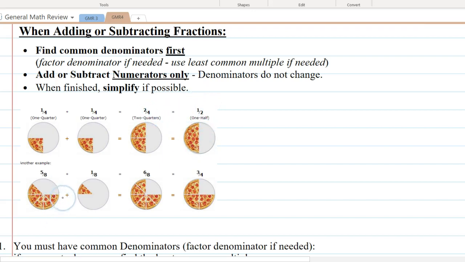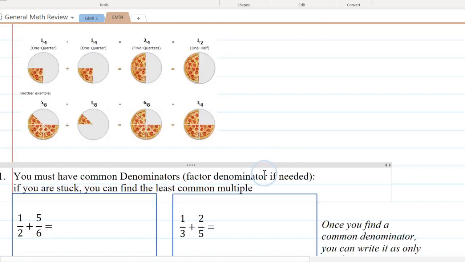What if the pizza was cut into smaller pieces? I have 5 out of the 8 pieces that were in the pizza, and then I have 1 other piece left over. So I'm only adding the numerators. 5 plus 1 is 6. That leaves 6/8 of a pizza. Again, I can reduce by 2, and that's going to give me 3/4 of the pizza left over. Always leave your answer in most simplified form.